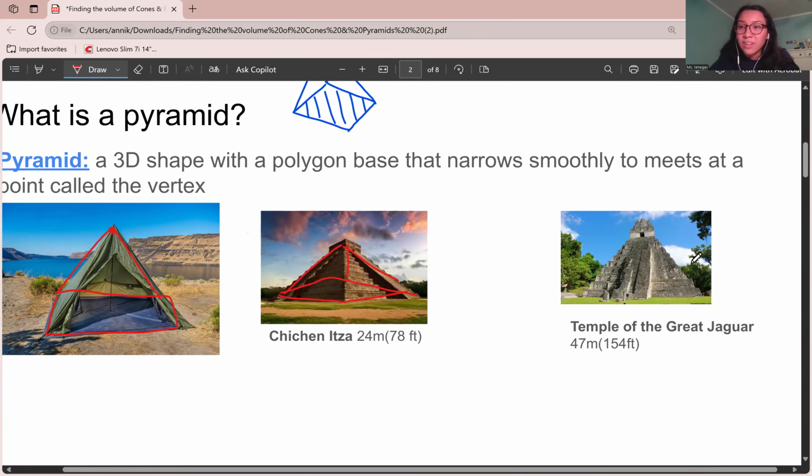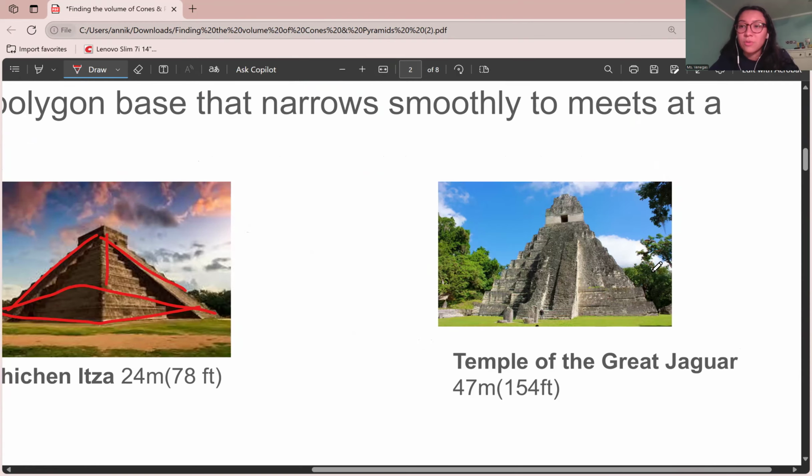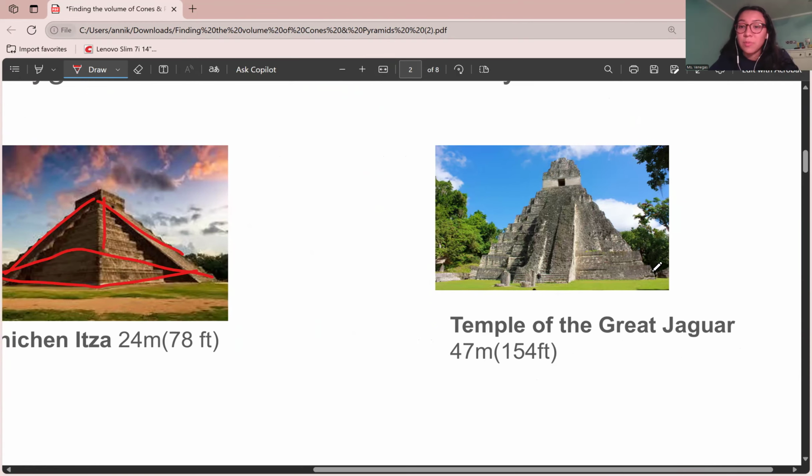This is also a pyramid, and it's really cool because pyramids exist in ancient civilizations. Another cool pyramid is the Temple of the Great Jaguar, located in Guatemala, and this is also an example of Mayan pyramids. I'm not sure if this is a square or triangular based pyramid, but it is still a pyramid because again, we see that it meets at the vertex at the top here.